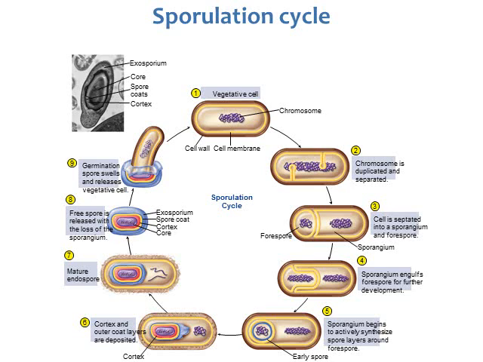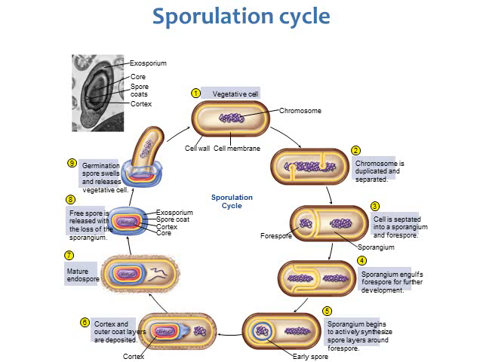Then if you go to step 3, your cell separates into a sporangium and a forespore. The forespore is what is going to become your endospore at the very end. So you just keep on going around the cycle. In step 4, your sporangium engulfs the forespore to further develop. The sporangium begins to synthesize layers, so your spore is going to end up having 3 layers to it. And that's what helps protect that DNA from any type of chemical or dehydration or anything bad that can happen to it.